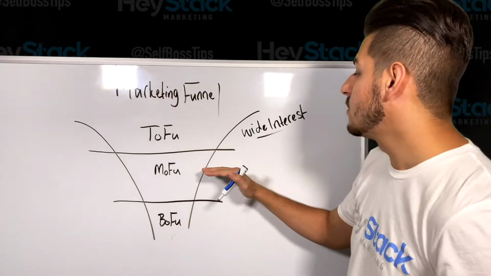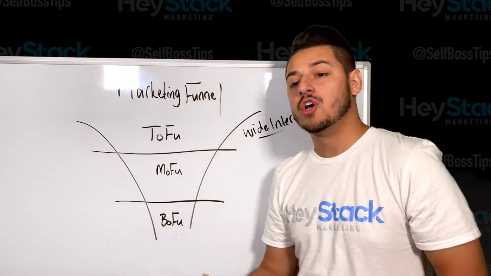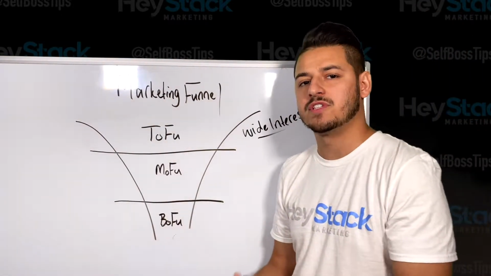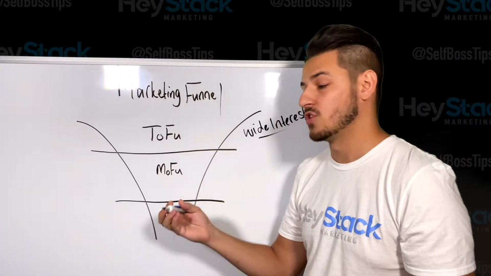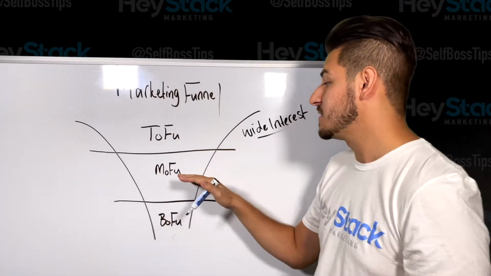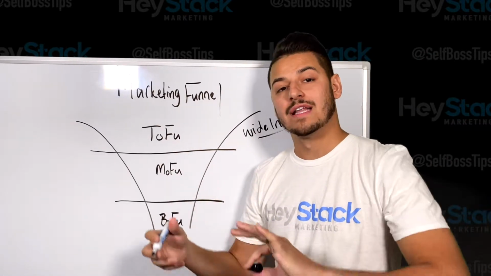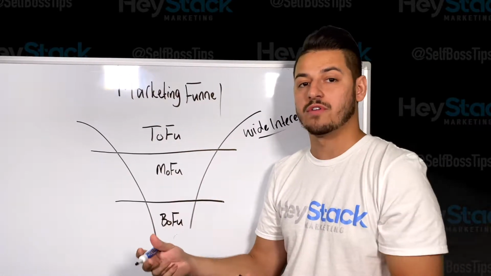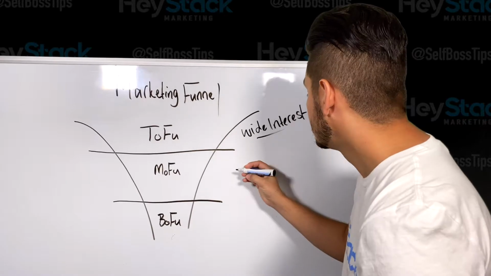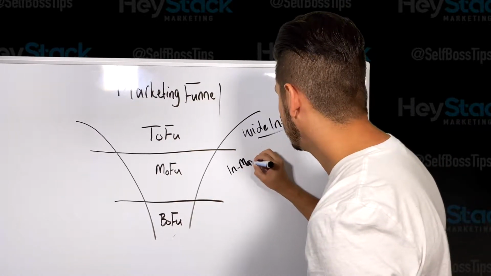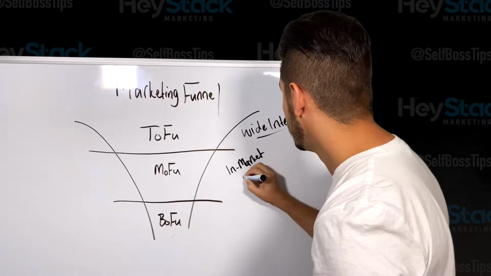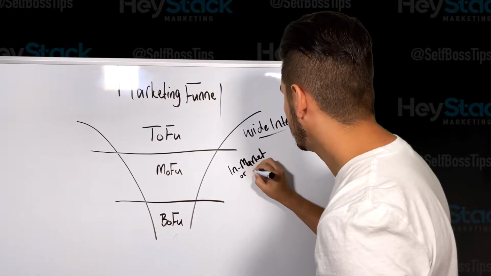So the middle of the funnel, these are users who have seen your brand before. They probably have seen your brand before, or they're in market for your products or services already. And these particular users, they are a little bit more expensive to target, whether it's impression-based or click-based. So we'll say that these guys are in market or familiar with your brand.